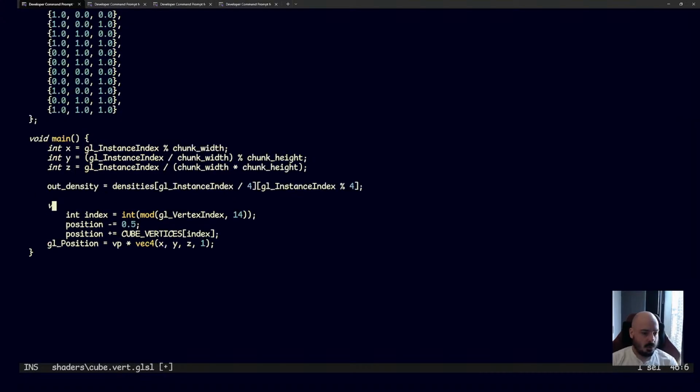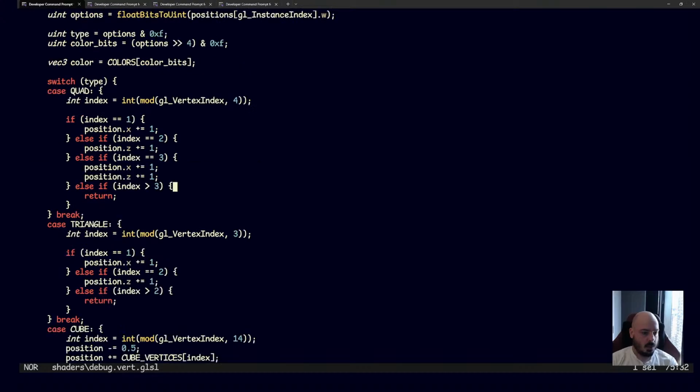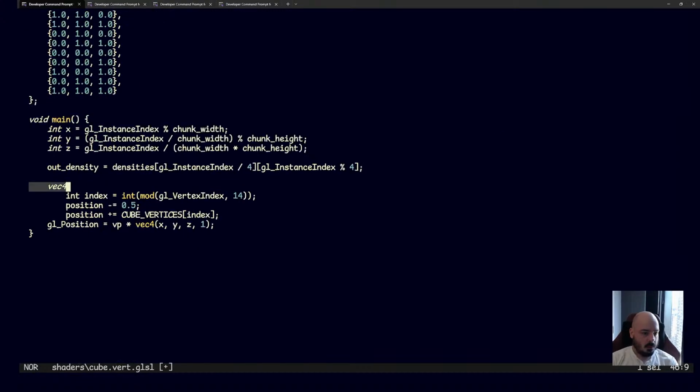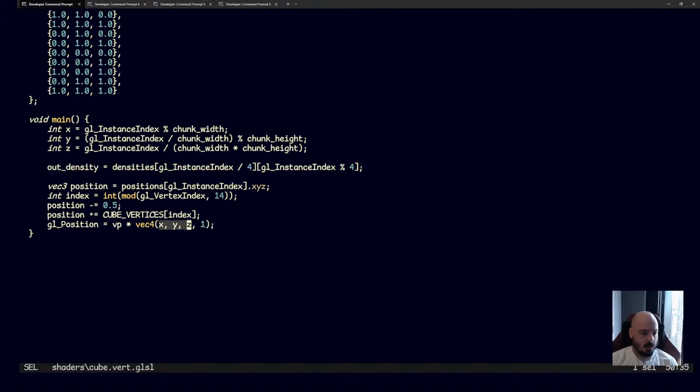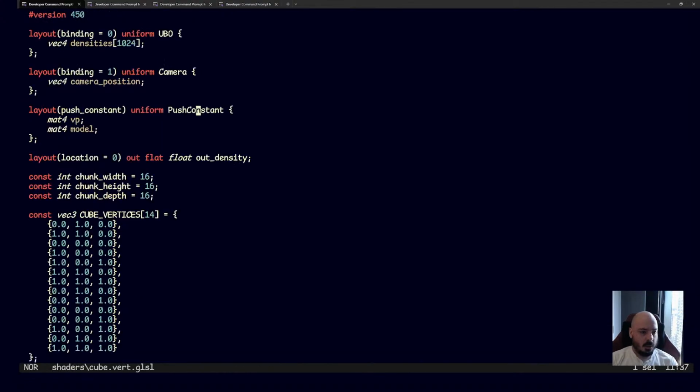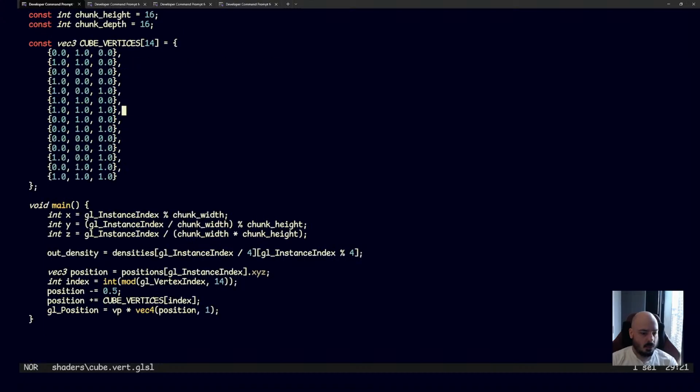So like this, vec3. Oh, where's the position? Position. So we got the vertex index mod 14. Yada yada yada. I think this will work. Okay, and then we got to do what? We need a fragment shader, but I think I'm going to just use the same fragment shader.